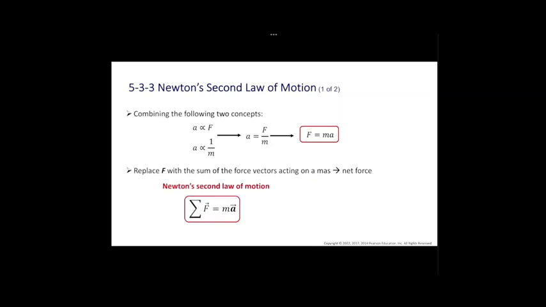Now, the equation becomes sigma F equals ma. This we call Newton's second law of motion. Very important equation. The net force is a vector and the acceleration is also a vector. And notice that the direction of an object's acceleration is the same as the direction of the net force acting on it.